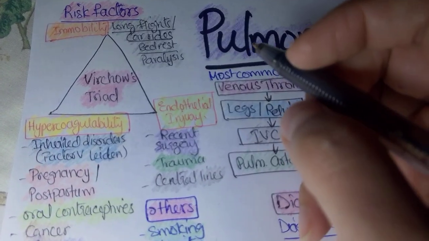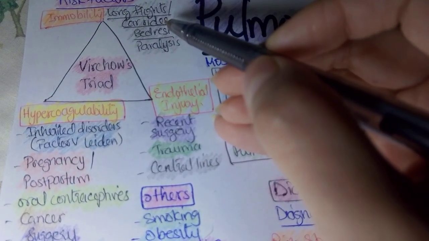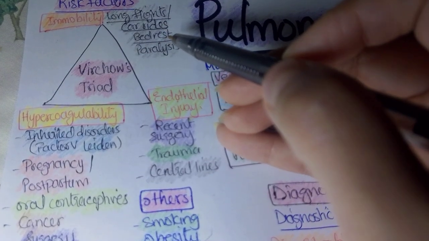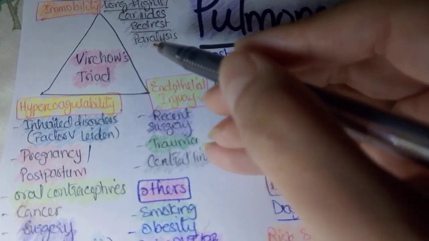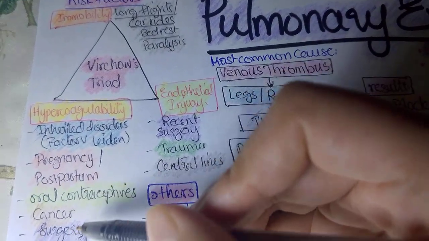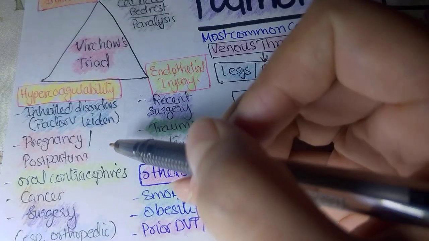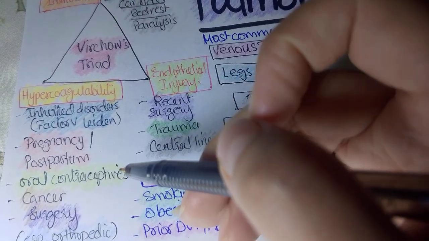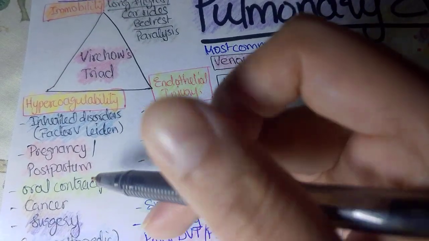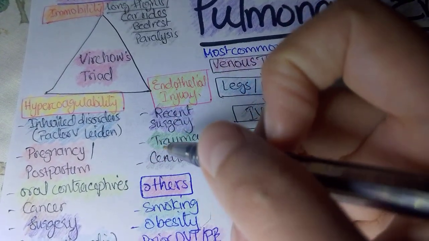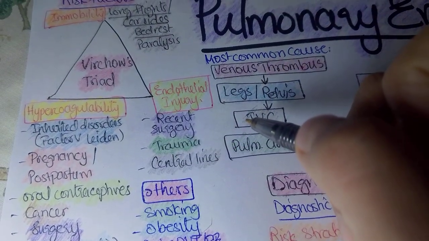The key risk factors are immobility, like long flights and/or bed rest, recent surgery, especially orthopedic, pregnancy and postpartum, inherited hypercoagulability disorders, cancer and oral contraceptives, and prior deep vein thrombosis.